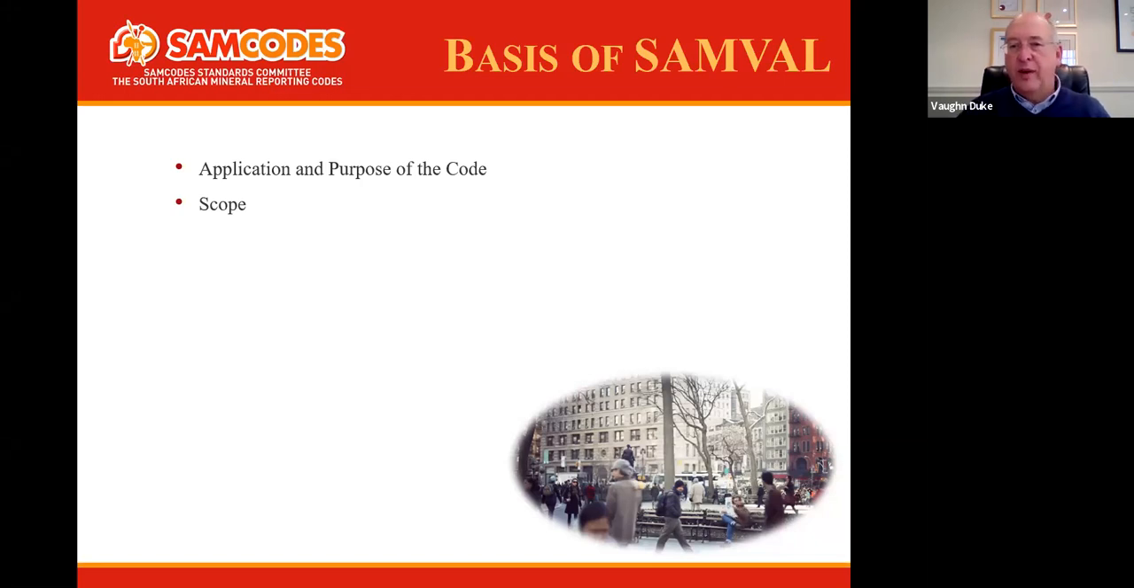SAMVAL applies to public reports like annual reports, quarterly reports, JSE circulars, expert reports, technical papers, and the like. Where compliance standards from other jurisdictions are relied upon, this should be disclosed. So if you're doing a valuation, you need to bring that in. Reliance on non-public documents, information that is not code compliant, should also be disclosed.